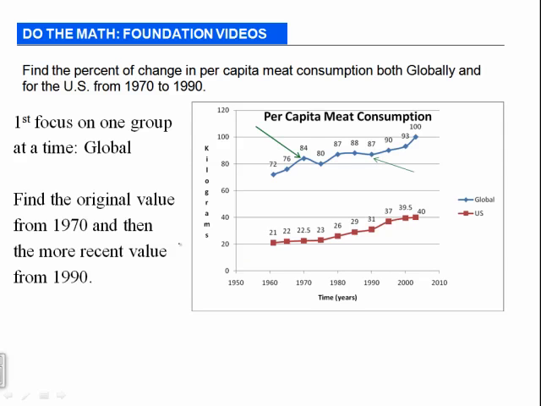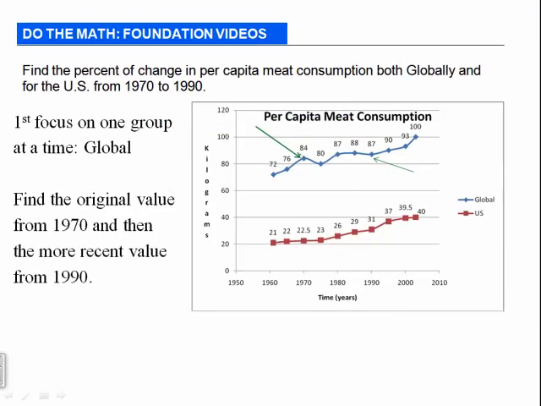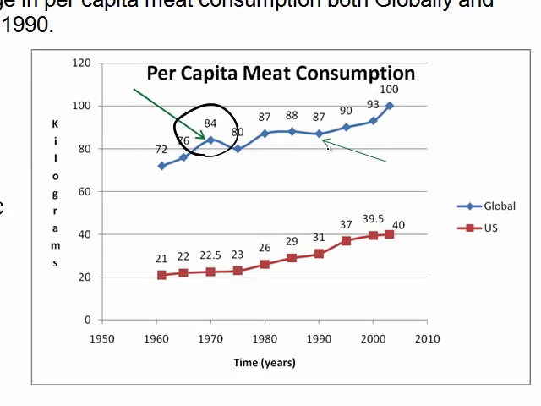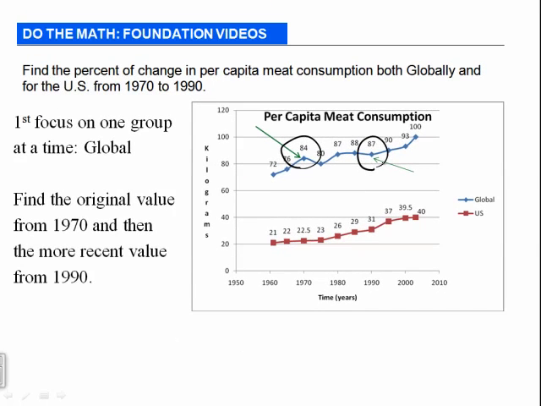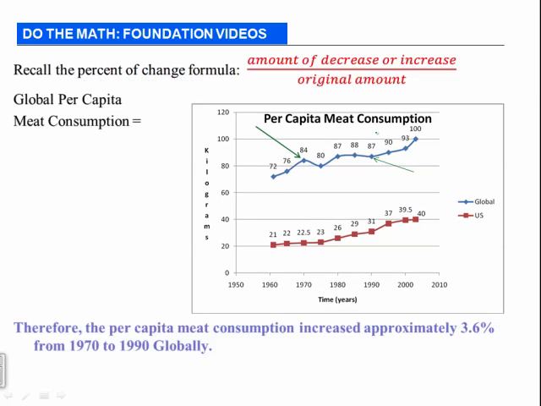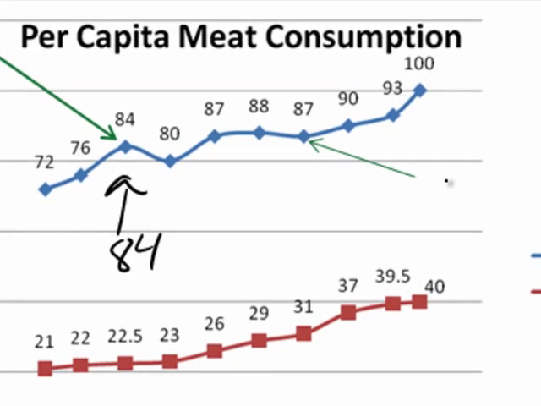Now, recall that the question is to find the percent of change in per capita meat consumption both globally and in the U.S. from 1970 to 1990. And so you'll notice that I've highlighted here 1970 and 1990, and you can find the values for them. We're going to do the global one first, and then we'll do the next one. So if we look at globally, what you'll discover is we have two numbers. In 1970, the number is 84, and in 1990, the number is 87.